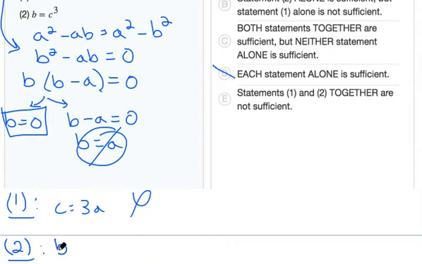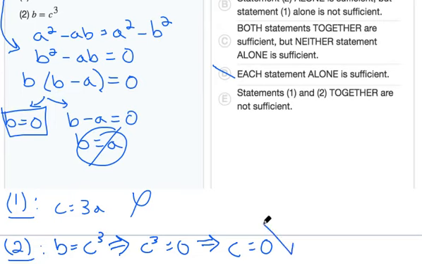Statement 2 tells us that b equals c cubed. Now, for this statement, we actually know that b has to equal 0. So we can plug that right in as a value. So c cubed is equal to 0. And if we take the cube root of both sides, that means that c is equal to 0. So we could actually find the value of c with this statement. This statement alone, then, is sufficient to answer the question.